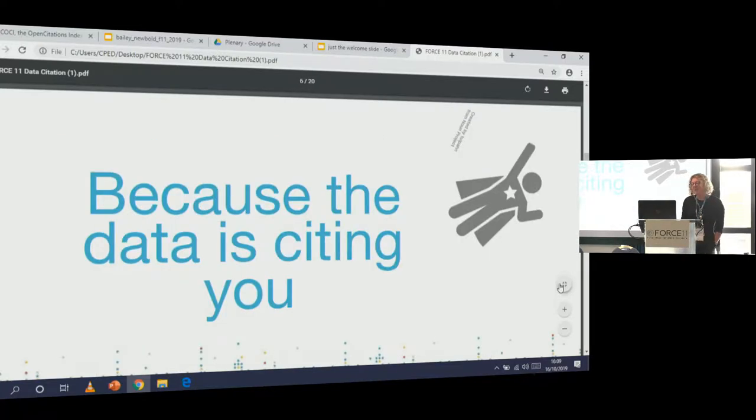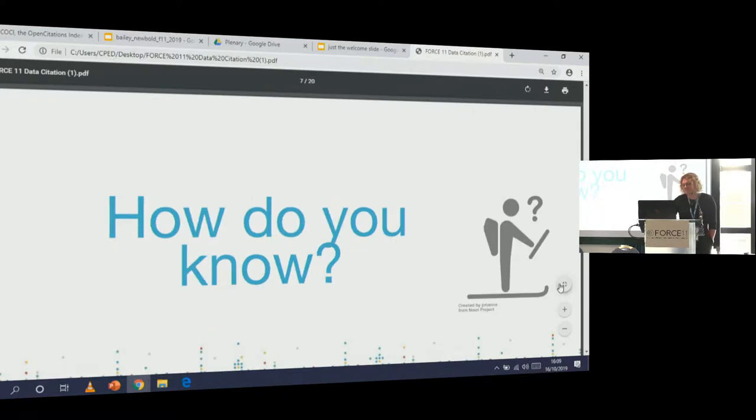This is my main reason, and this is part of my journey: the data is already citing the publications. We can see that in spades, and I'll talk about it, there's still work to be done there. But this has been a real eye opener for me, because how did we figure this out? How do we know more than anecdotally?